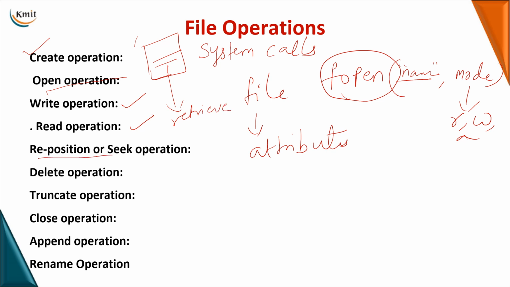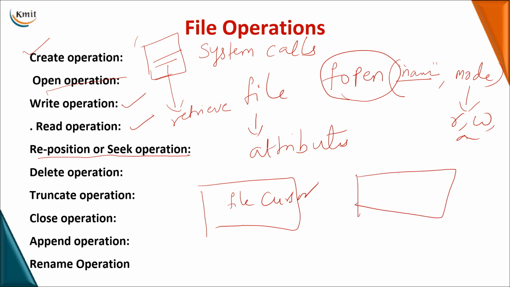And reposition or seek operation is nothing but this: when you are performing a read or a write operation on your file, the file pointer, or you can even call it a file cursor, will be somewhere in the file. So if your file cursor is somewhere here, you can either bring that cursor to the beginning of the file or to the end of the file. So you can move this cursor. This you call reposition.